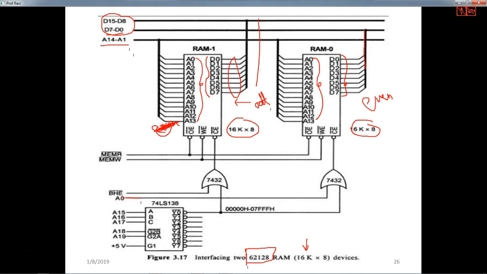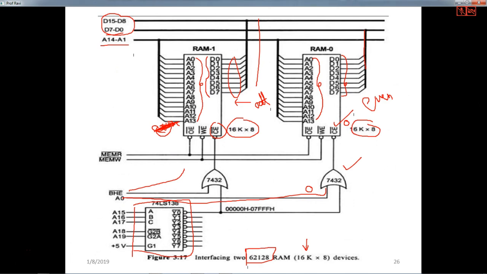So A0 can be used straight away with an OR gate. Whenever this is 0, this memory should be activated or enabled. Here A0 is connected with an OR gate, 7432, and BHE is for higher bank selection. So the chip select of this odd memory is connected to BHE and the decoder. The address lines of this one are connected to the address lines of this, and the data lines of this are connected to the data lines of the processor.